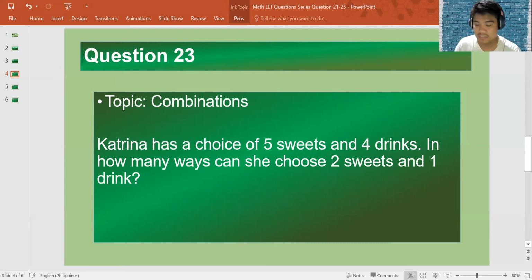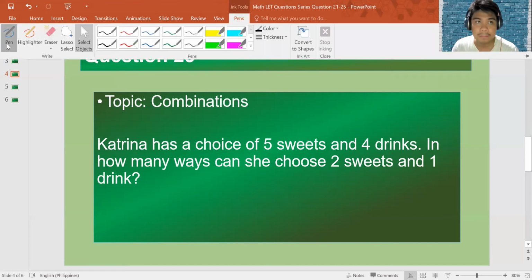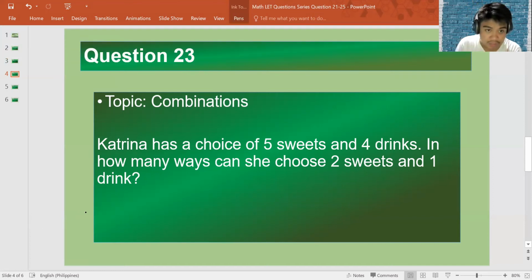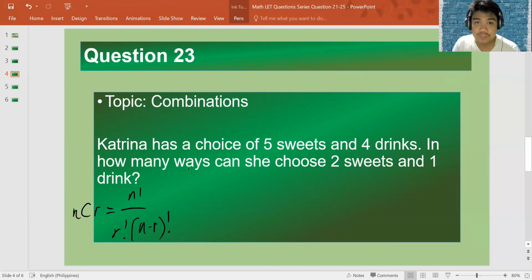So let us consider first the formula for combination. We know that the formula for combination is nCr equals n factorial over r factorial times n minus r factorial, wherein n is the total number of choices or the total number in a set, and r is the number that you are going to get in that particular group.